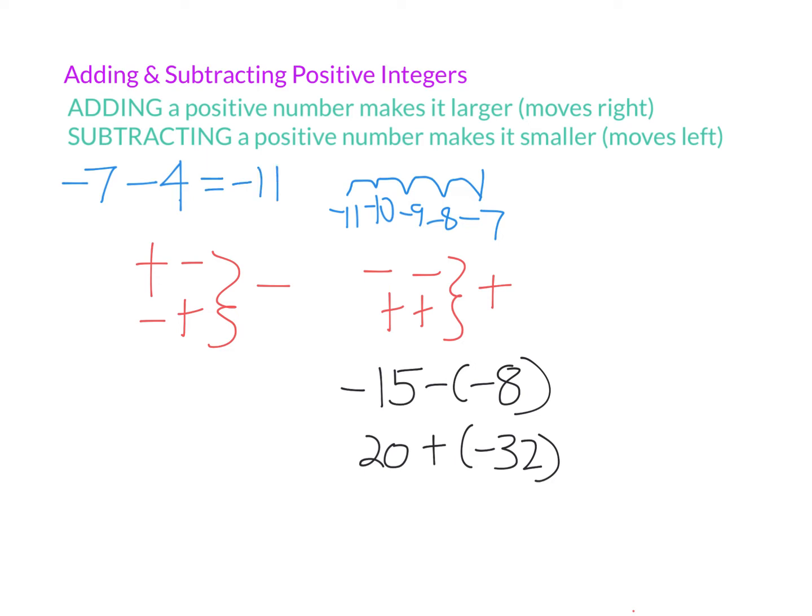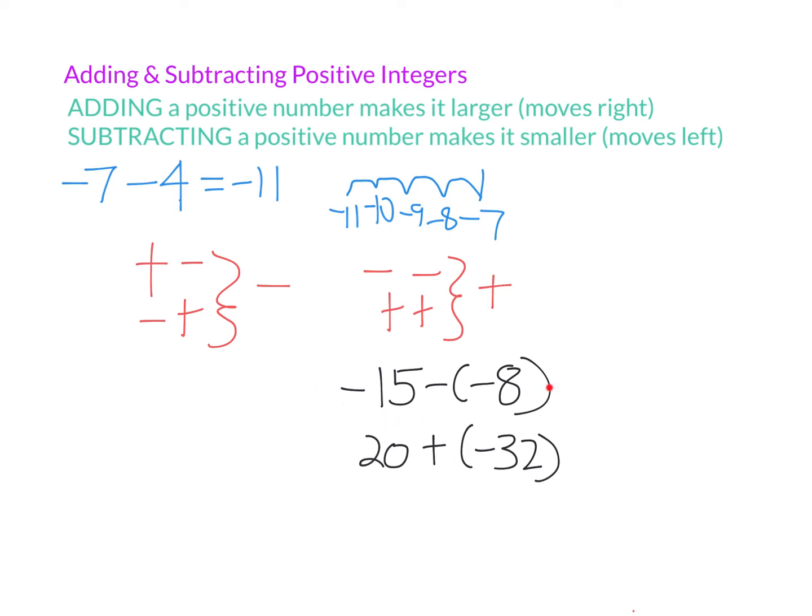Now, sometimes you'll have to do calculations where you have two signs next to each other. If those two signs next to each other are the same, both negatives or both positives, you change it to a positive. If they are different, you change it to a negative. Probably doesn't make sense. Let's look at some examples.